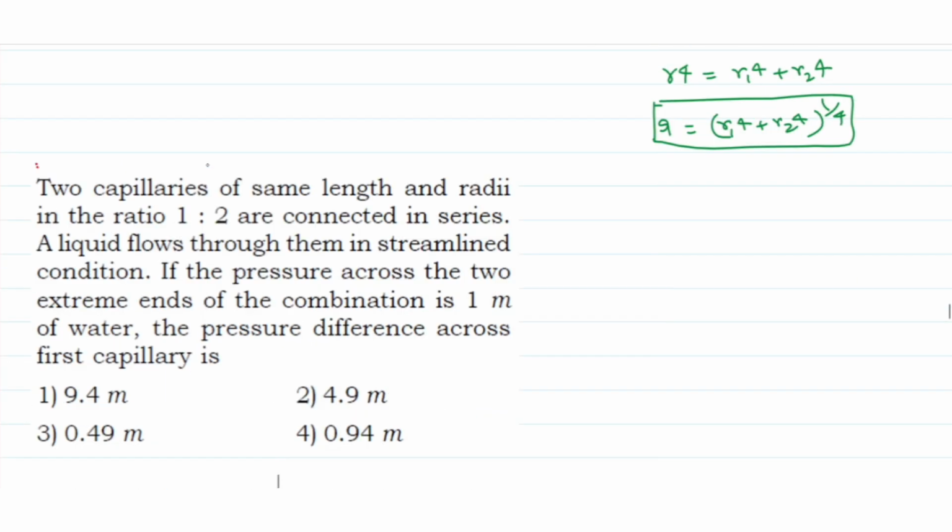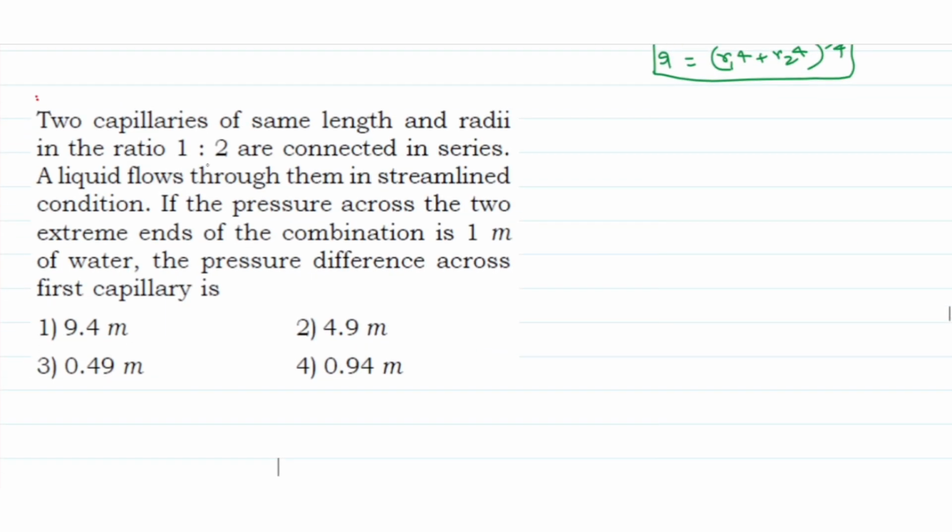Look at the next question. It says two capillary tubes of the same length, with radii in the ratio 1:2, are connected in series. A liquid flows through them under streamlined condition. If the pressure across the combination is 1 meter of water, what is the pressure difference across the first capillary tube?